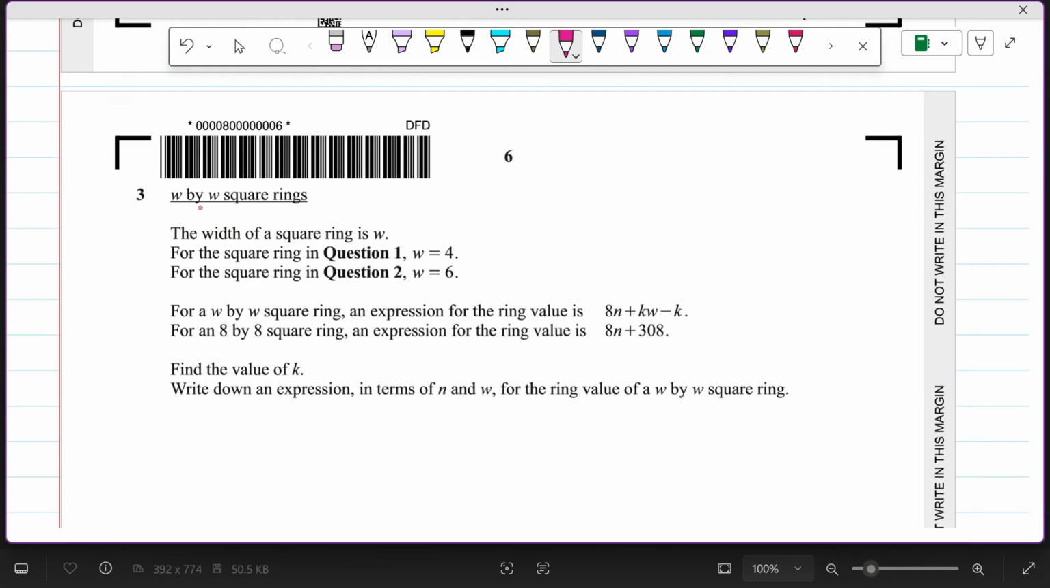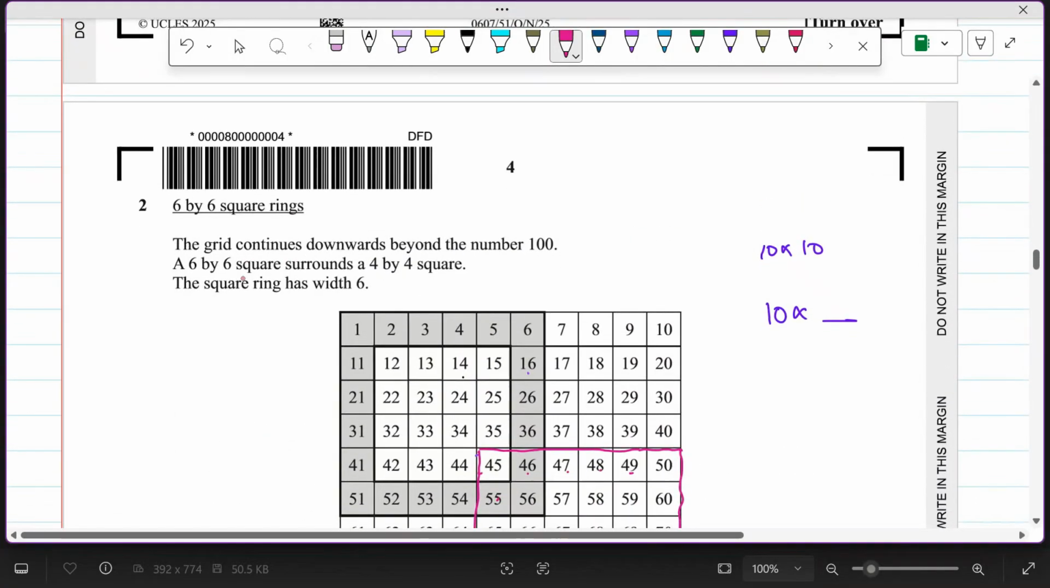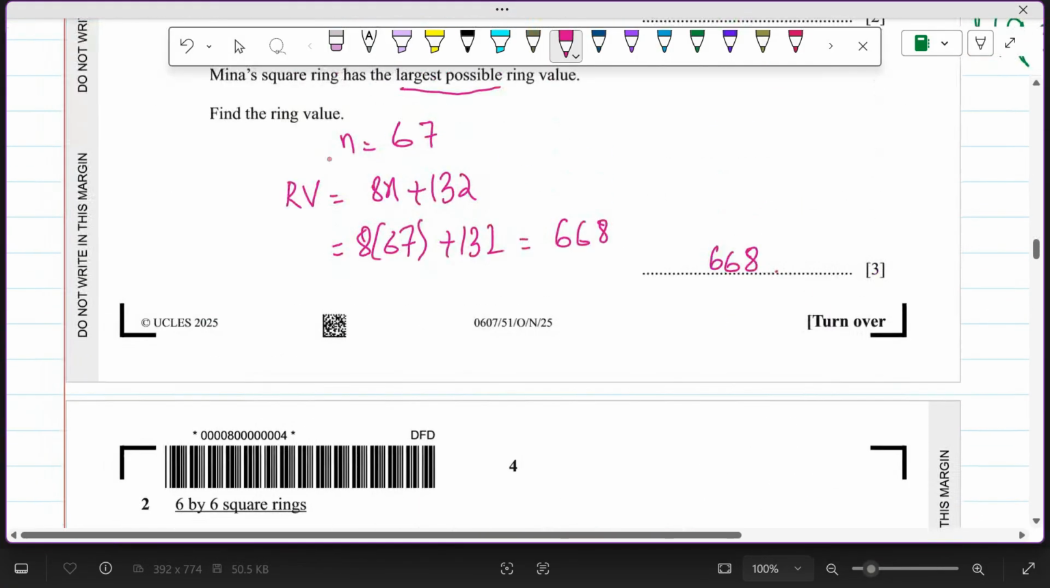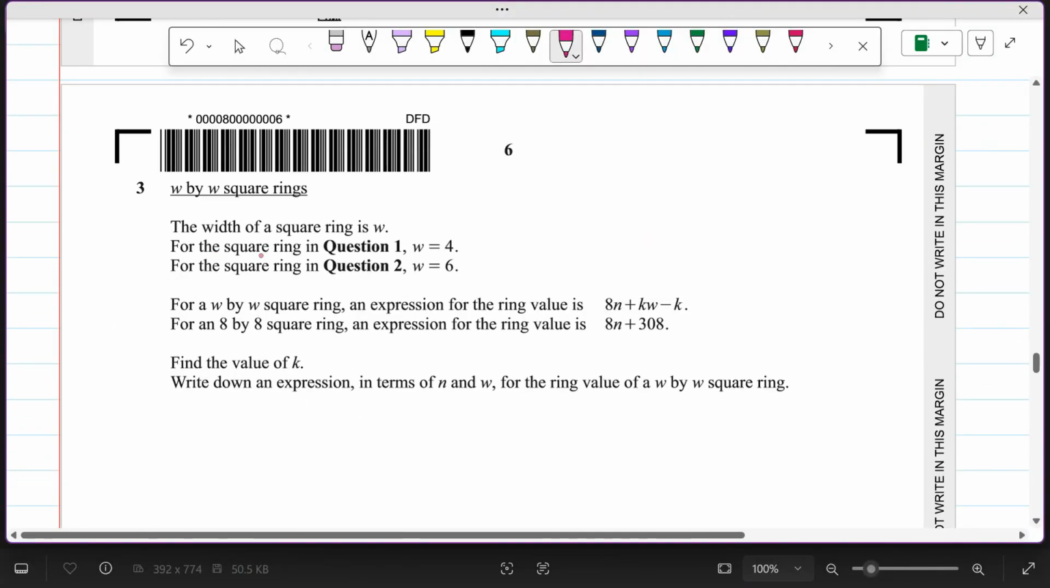Question number 3, W by W square ring. Okay, the width of the square ring is W. In question number 2, the width was 6. In question number 1, the width was 4. For the square ring in question 1, the width was 4. For the square ring in question 2, the width was 6.